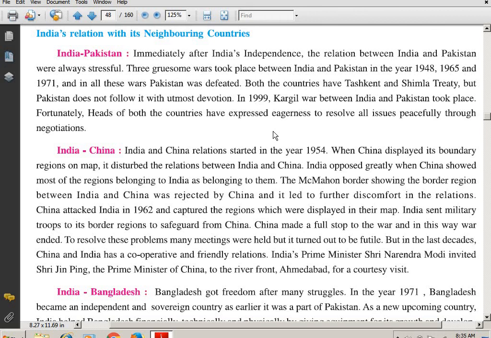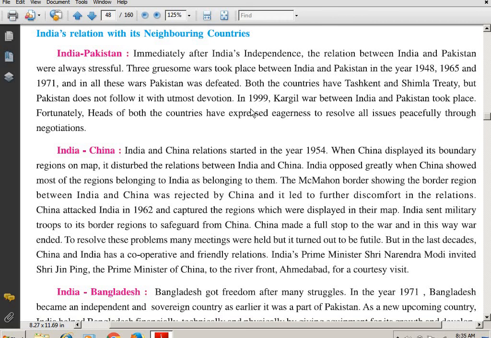Though the treaty has been signed between these 2 countries, somehow Pakistan doesn't take it seriously, whereas India takes it seriously and has been following it. In 1999, the Kargil war between India and Pakistan took place. So students, besides the 3 wars of 1948, 1965 and 1971, in spite of all the treaties, though Pakistan was defeated in all the 3 wars, there was once again a war between these 2, and that was in 1999. Underline that Kargil war between India and Pakistan took place.